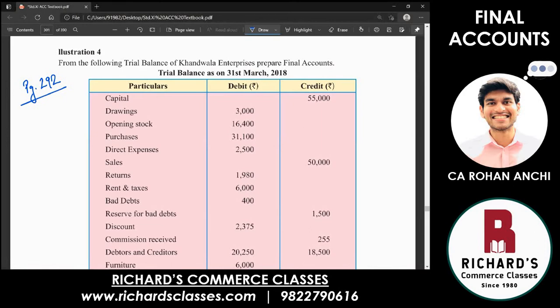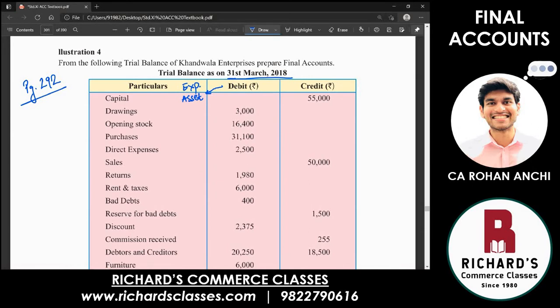From the following trial balance of Khandawala Enterprises, prepare final accounts. The trial balance as on 31st March 2018, your year end, is given. For your benefit, debit and credit is already given in the trial balance. Debit means two items to be included there: one is all expenses, and in the balance sheet, the asset side is the debit side. So these two items are going to be here.